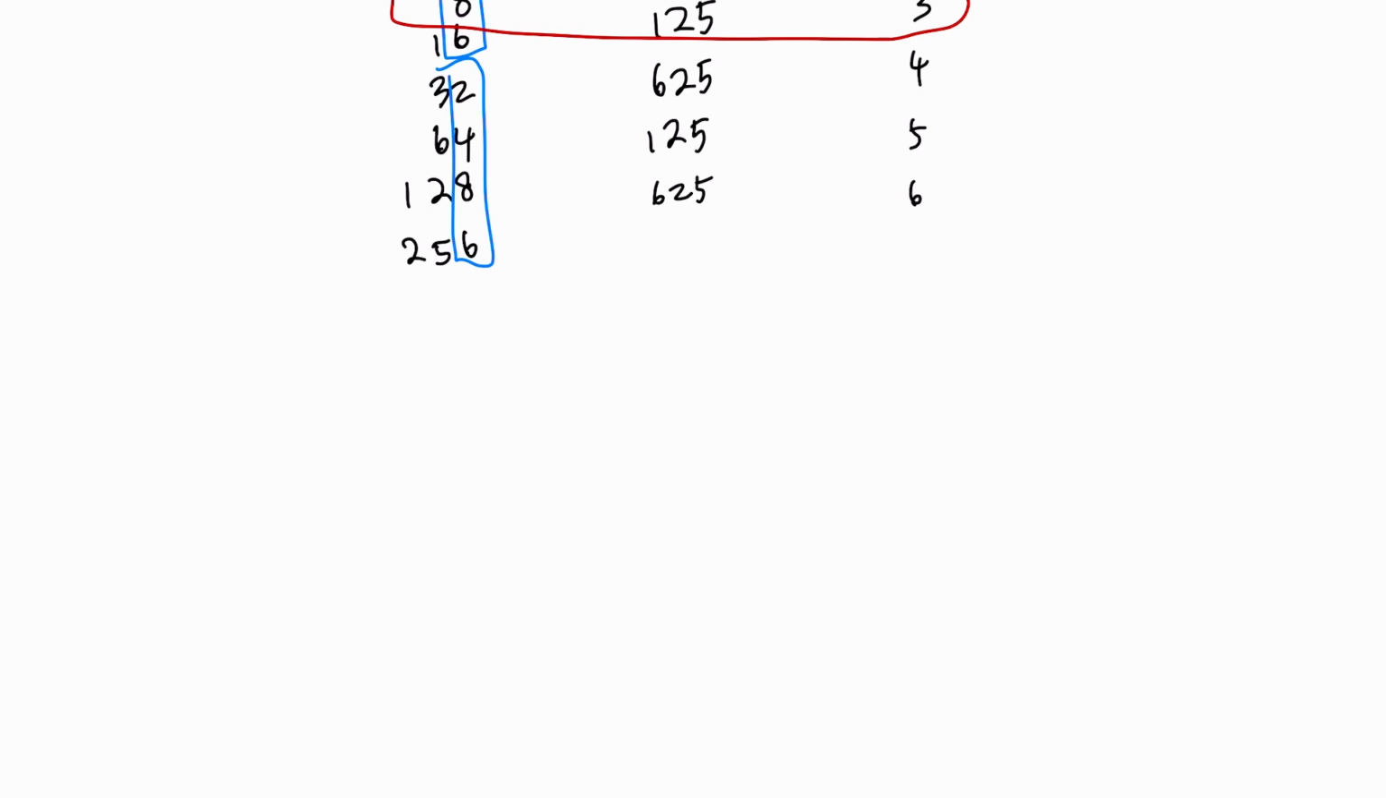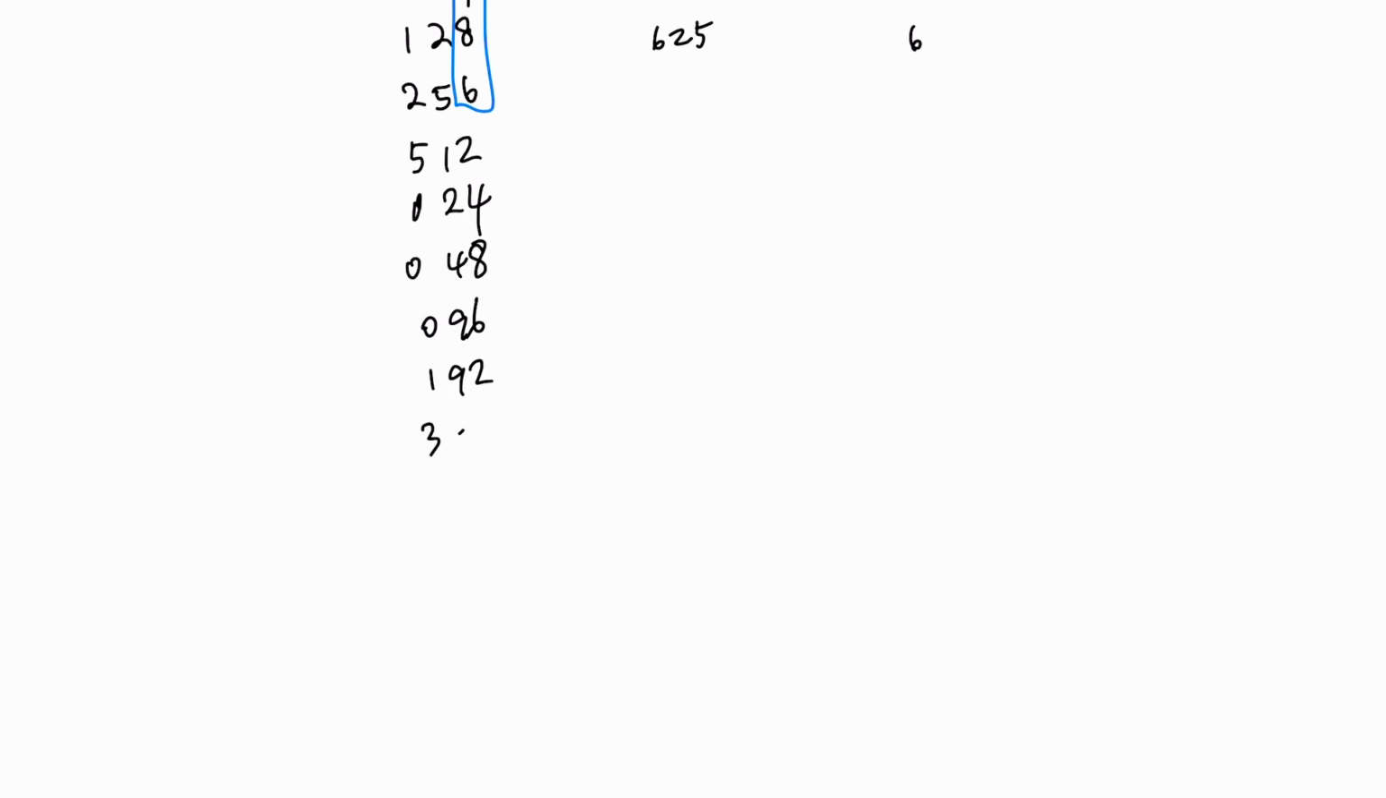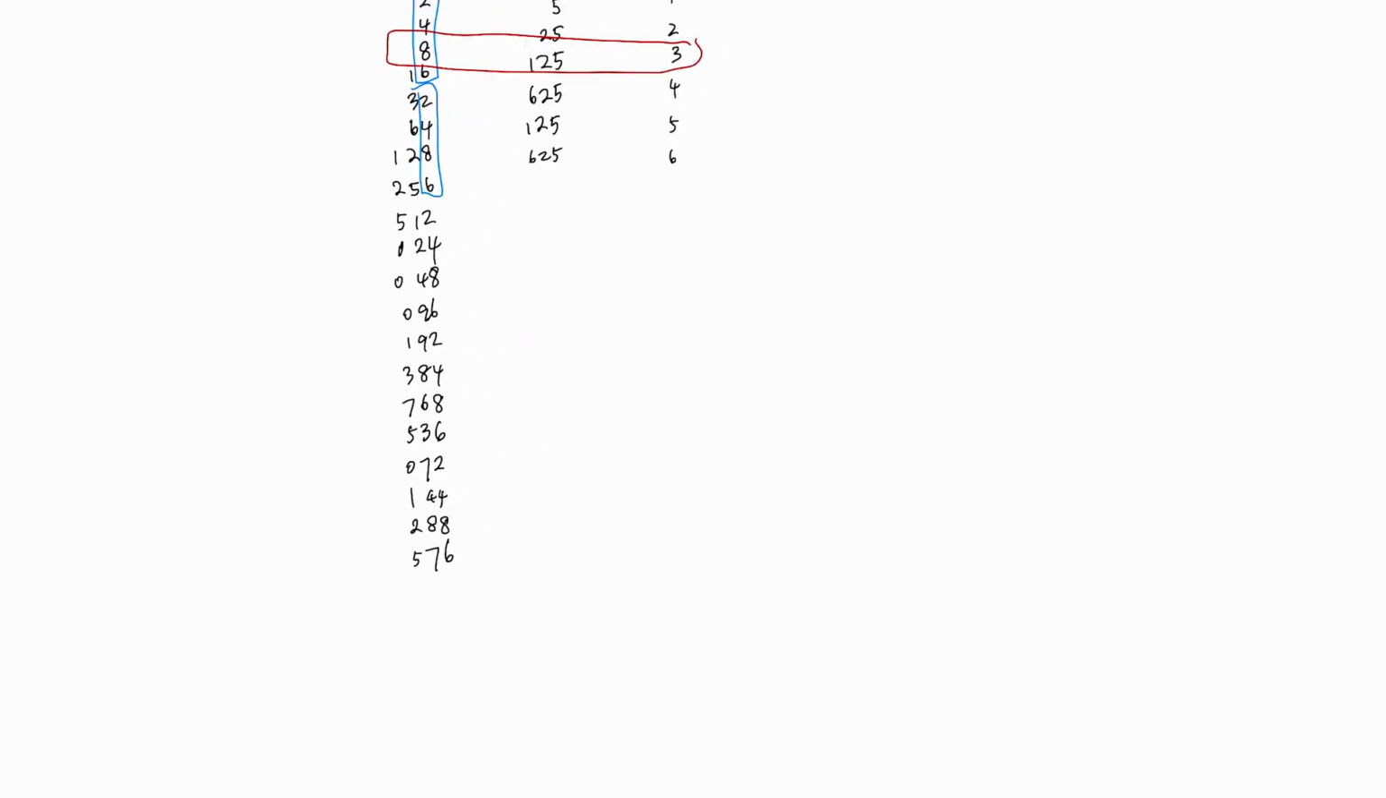So now we have 512, 1024, but that doesn't really matter. We just care about the last 3 digits. 48, 96, 192, 384, 768, 536, 072, 144, 288, 576. And that is 20.